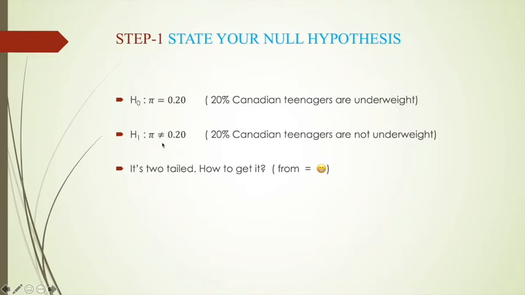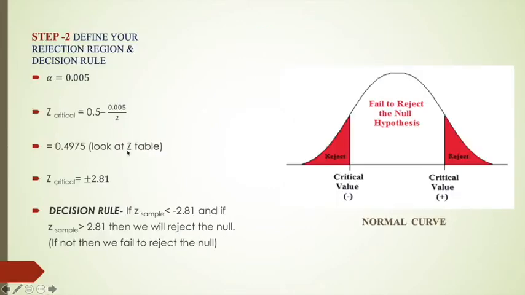When we get this sign, it's always two-tailed. So for the null hypothesis, our null hypothesis here is basically what? That 20% of Canadian teenagers are underweight, which is pi equals 0.20. Our alternative hypothesis is that 20% of Canadian teenagers are not underweight. So it's two-tailed, so I got it from that. So we are done with our stating of null hypothesis.